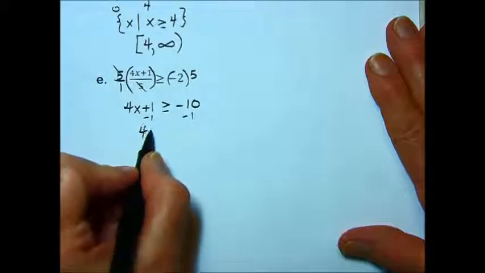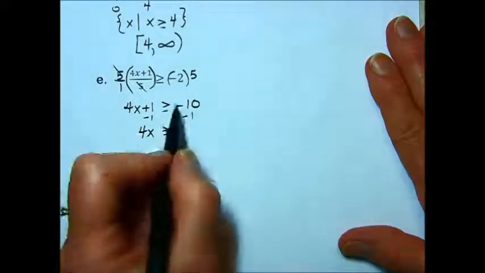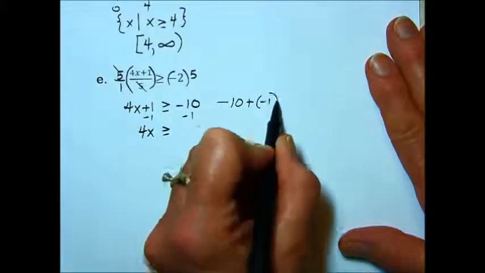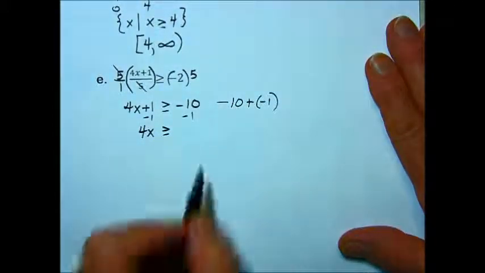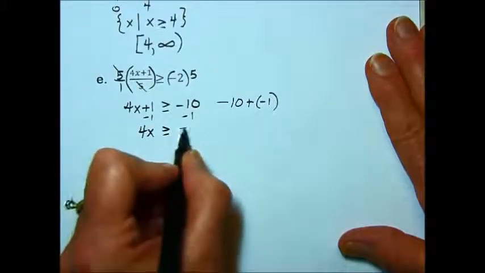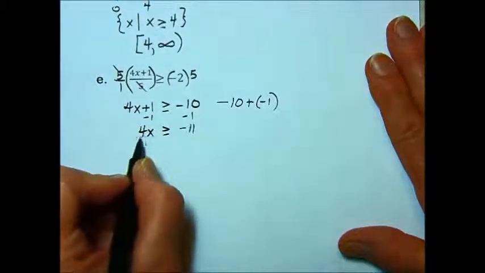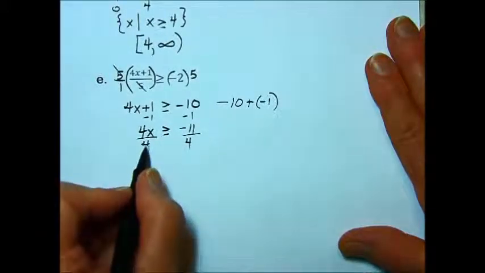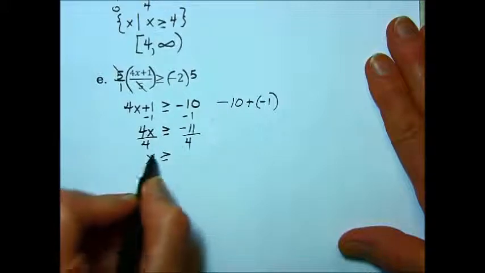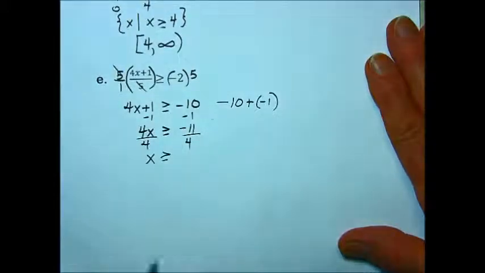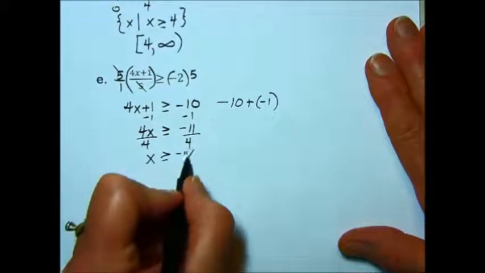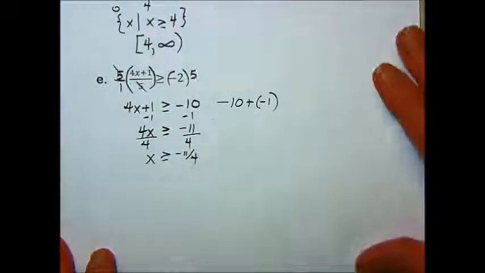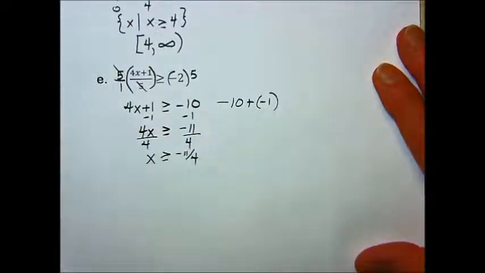That leaves us with 4x greater than or equal to a negative 10 minus 1, or a negative 10 plus a negative 1 if you use the rule of division. That adds up to be a negative 11. And then dividing both sides by 4 to get x by itself, and dividing by a positive number, we don't have to concern ourselves with changing the inequality direction. We end up with negative 11 fourths. And we can leave it simply as that fractional or rational number representation.